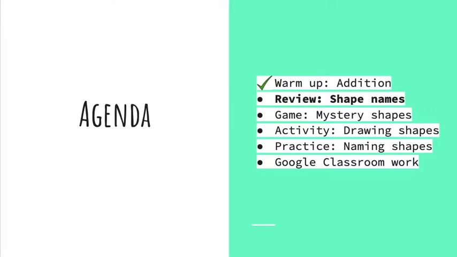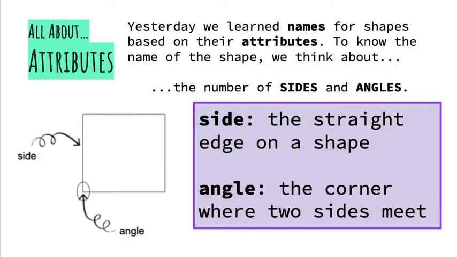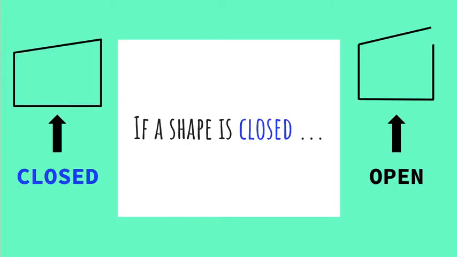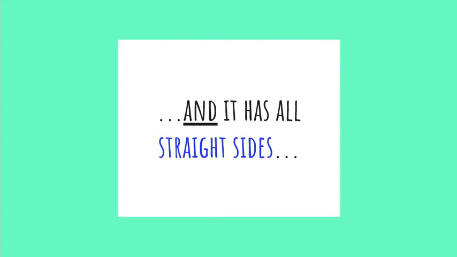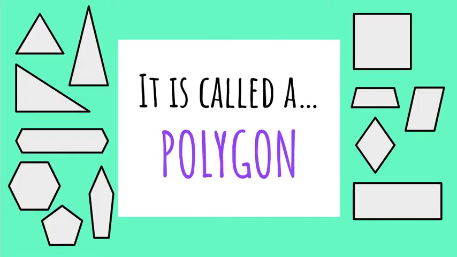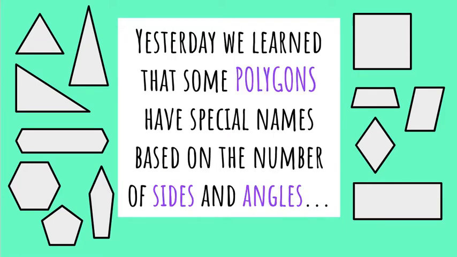Now let's review our shape names. I wonder what you remember from yesterday. We remember that we have to look at the number of sides and the number of angles, and that sides are the straight edges on a shape, and the angles are the corners where 2 sides meet up together, all right? So if a shape is closed and it has all straight sides, yesterday we learned that it's called a polygon. And we looked at all sorts of polygons. We learned that some polygons have special names based on the number of sides and the number of angles.